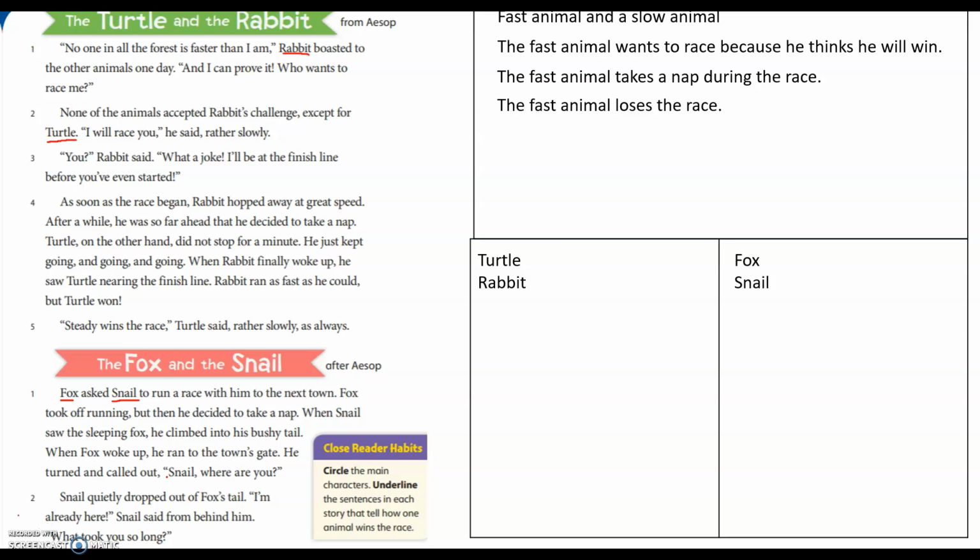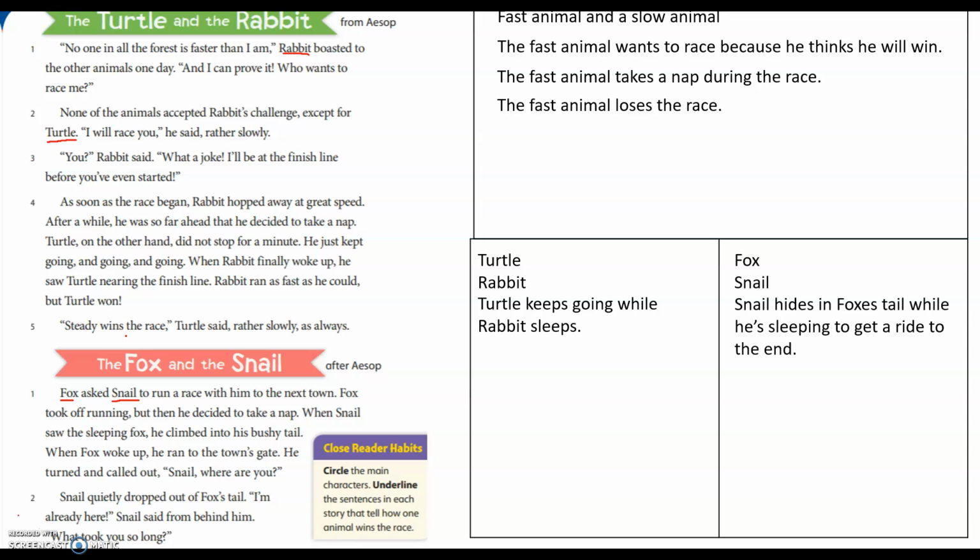I know in my first story, Turtle keeps going while Rabbit is sleeping. How is that different from how Snail responds to the fox's nap? Snail does not keep going. Snail hides in Fox's tail while he's sleeping so that he can get a ride to the end. So Turtle keeps going, but Snail tricks Fox.